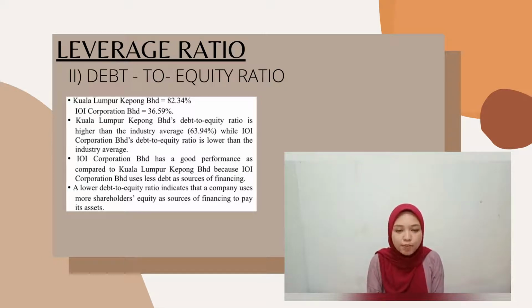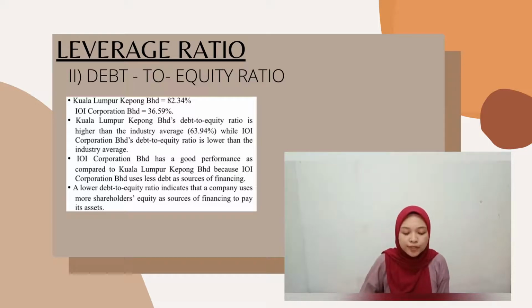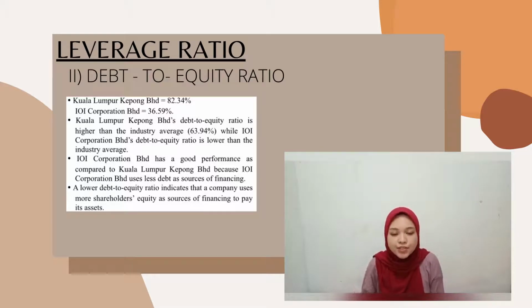82.34% and IOI Corporation Berhad is 36.59%. So Kuala Lumpur Kepong Berhad's debt to equity ratio is higher than the industry average, which is 63.94%, while IOI Corporation Berhad's debt to equity ratio is lower than the industry average.